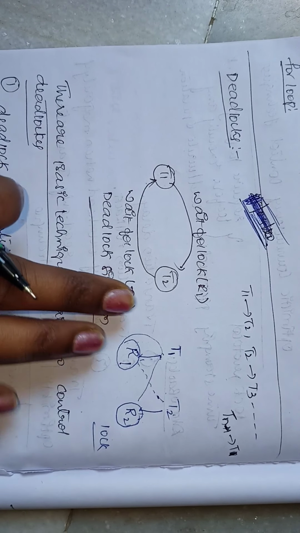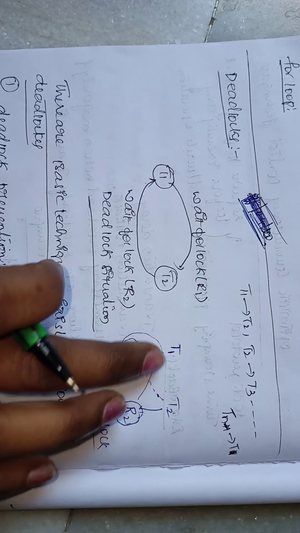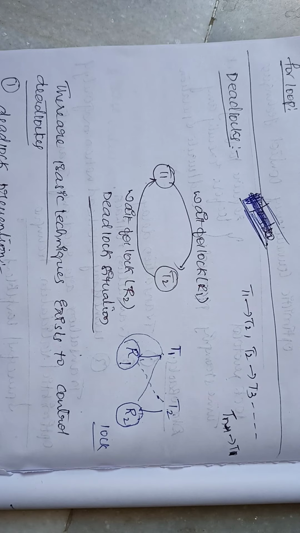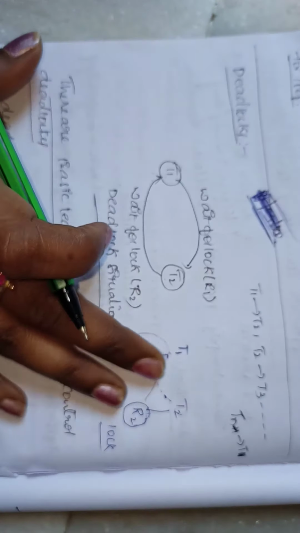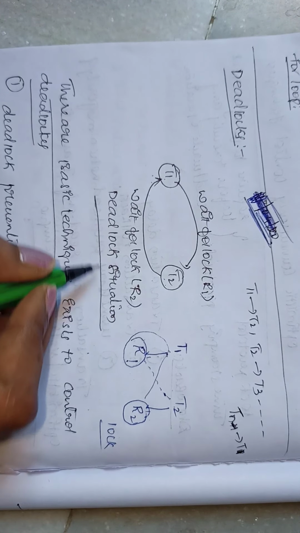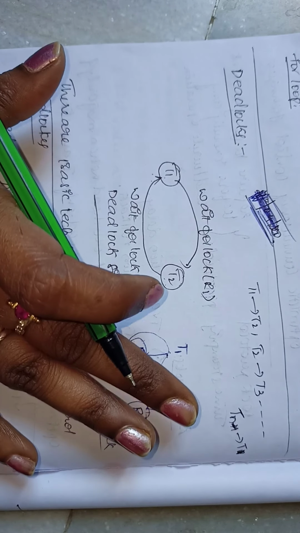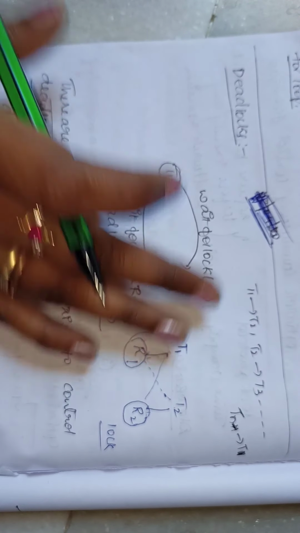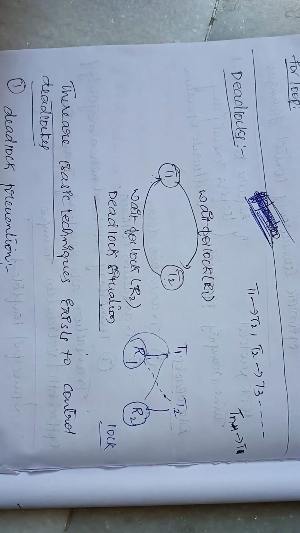So what happened over there? T1 is waiting for T2 to release, and T2 is waiting for T1 to release. Both are waiting, so nobody will get the resource to use. T1 is waiting for T2, and T2 is waiting for the lock held by T1. This situation is called a deadlock. One transaction is waiting for another, and no transaction gets the resource in the end.